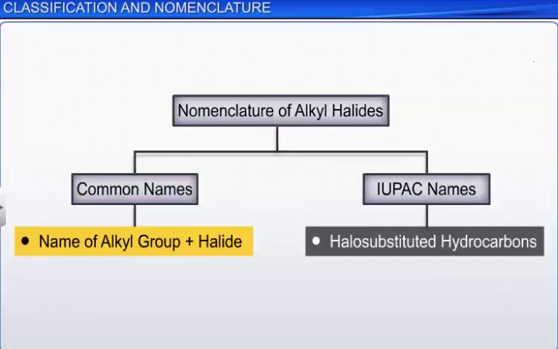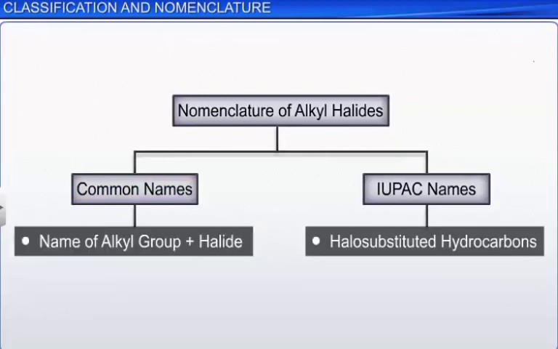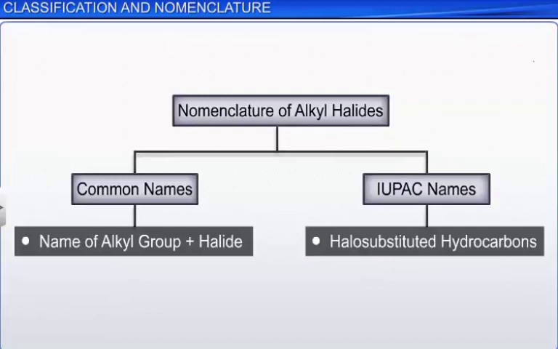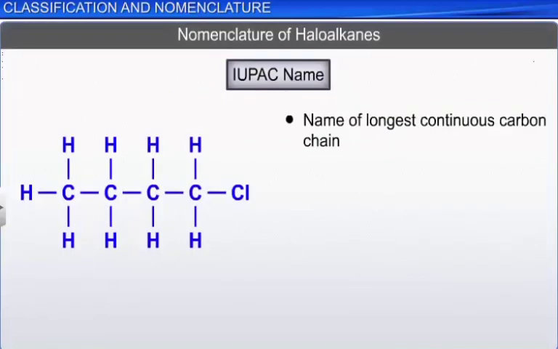Let's write the IUPAC name of the given molecule. The longest continuous carbon chain has 4 carbon atoms, and hence the root word is bute. Since the longest carbon chain is saturated, the primary suffix is -ane. Thus, the name of the parent carbon chain is butane.